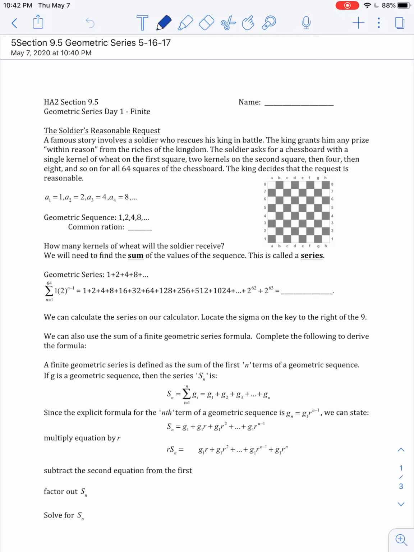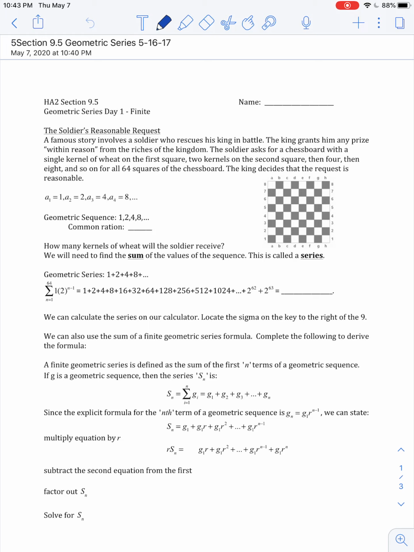So we've talked about arithmetic series, and so now we wanted to talk about geometric series. And so this is a famous little story here, whether it's true or not, I don't know. A famous story involves a soldier who rescues his king in battle. The king grants him any prize, within reason, from the riches of the kingdom. The soldier asks for a chessboard with a single kernel of wheat on the first square, 2 kernels on the second, 4, then 8, and so on, for all 64 squares of the chessboard. And so the king decides that the request is reasonable, because the king obviously does not understand exponential growth.